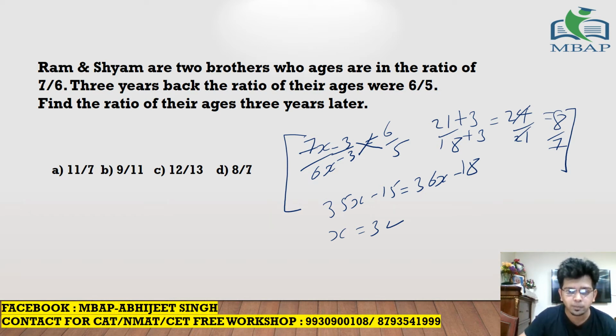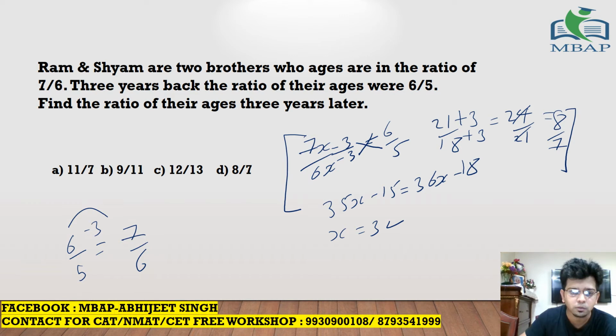So all I'm going to do now is take the simple information given to us in the question and use the simple principles of numbers to get all the possible answers that you expect. So the question says, Ram and Shyam are two brothers whose ages are in the ratio of 7 by 6. So can I expect the current ratio to be 7 by 6? The question also says, 3 years back the ratio was nothing but 6 by 5.